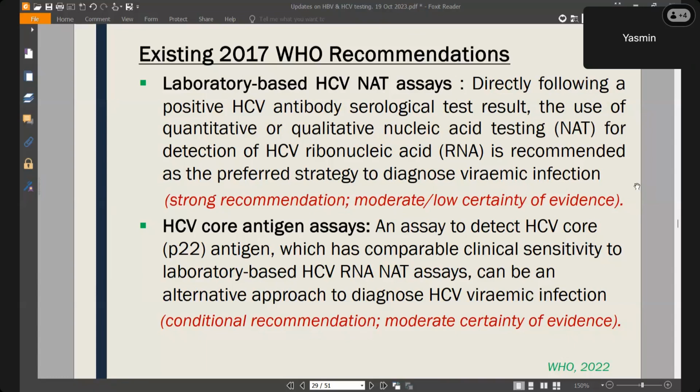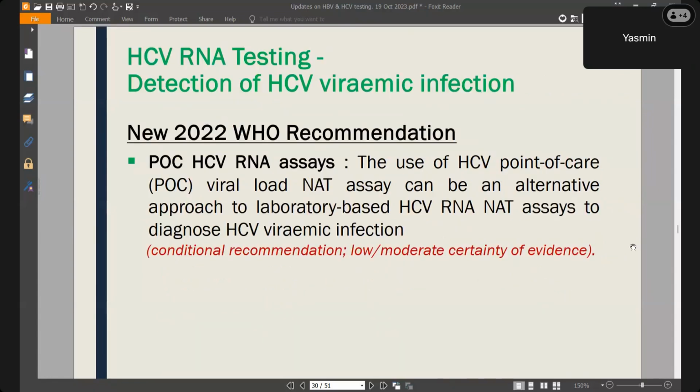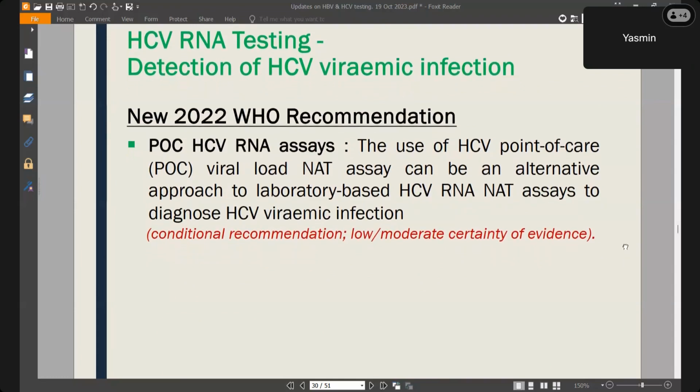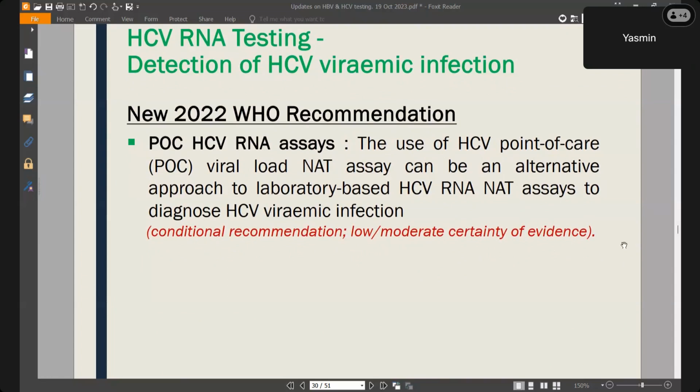And what's new, next slide, please, is this point of care testing. Point of care HCV RNA assay, right? So this one can be used as an alternative to our lab-based HCV RNA NAT assay. Okay, because here in 2022, even in 2022, the recommendation is still conditional. In other words, it depends on whether it's available or not, and even the certainty of evidence is still low to moderate.